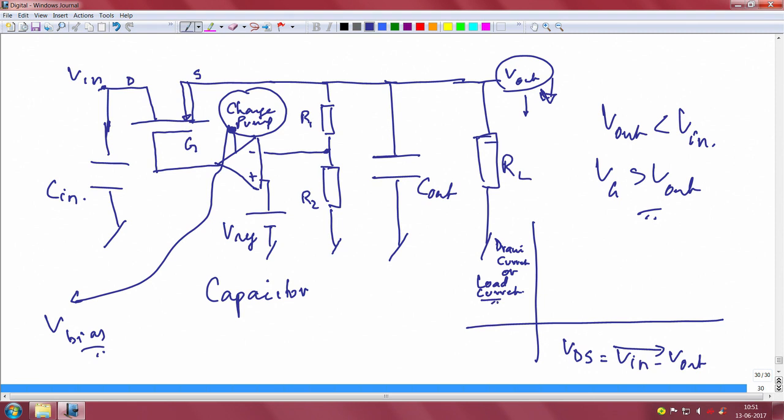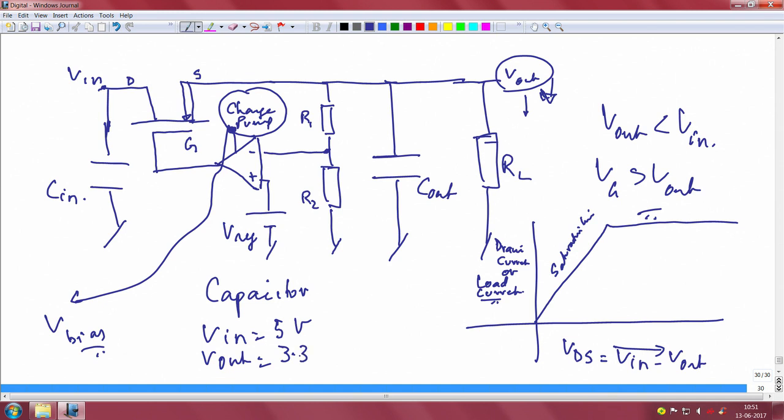Alright. So, what would you show? I will show the saturation line. This is the saturation line essentially, and I will take an example, okay, assume that you are interested in V in of 5 volts and V out of 3.3, 5 volts input, V out is 3.3 and load current I out is 500 milliampere max, basically, right.